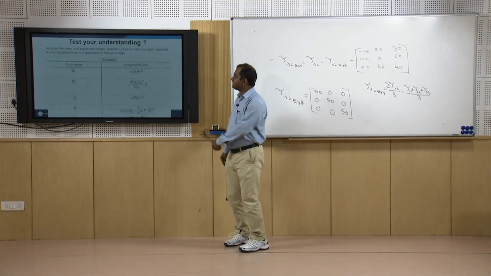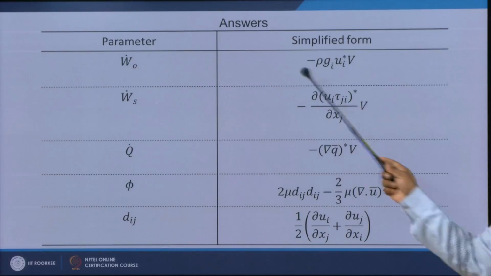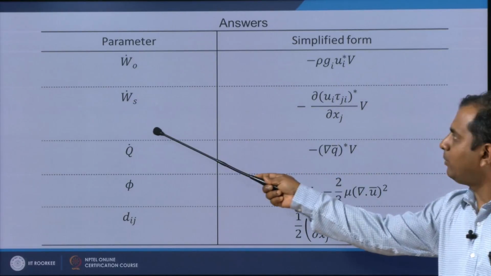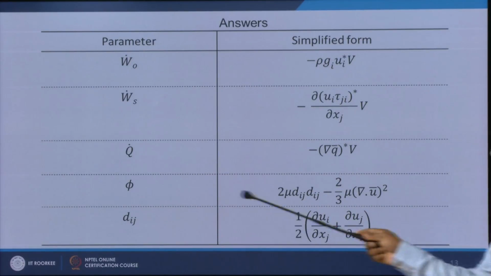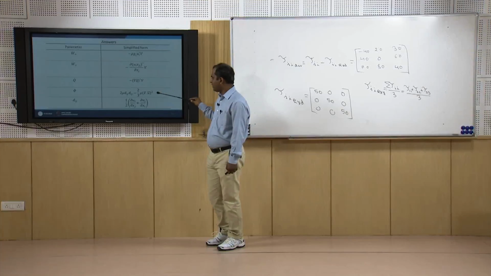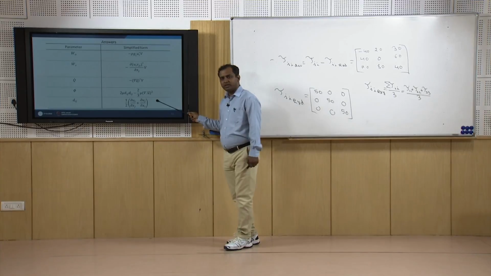So, I think the final answer will come like this. All of you have got the correct answer. W dot o will be this one, which we have already shown. W dot s will come out as this one. Q dot is this one. Finally, viscous dissipation phi comes out like this, where we have a square over here. And dij will come out like this.